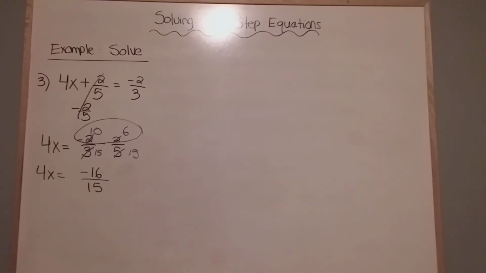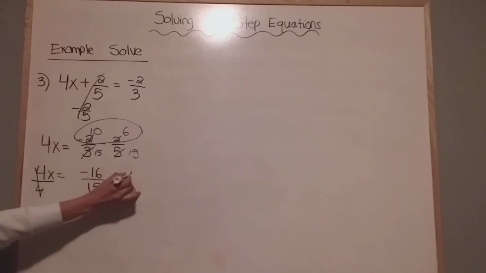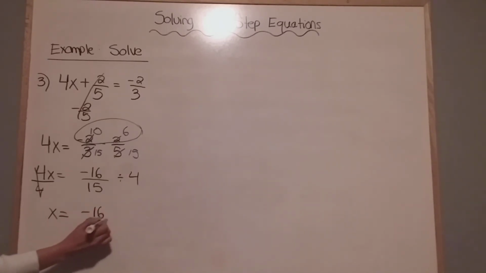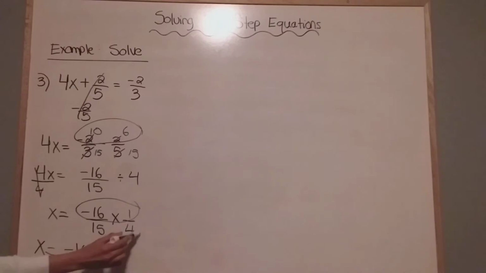Once we've done that, I want to get x by itself. So I divide this side by 4. And remember, when we divide fractions, we always multiply. The first fraction stays the same. Division becomes a multiplication, and you flip your fraction. So it becomes 1 over 4. So if I multiply this together now, I end up with x is equal to, multiply top numbers, which gives me negative 16, multiply bottom numbers, which gives me 60.